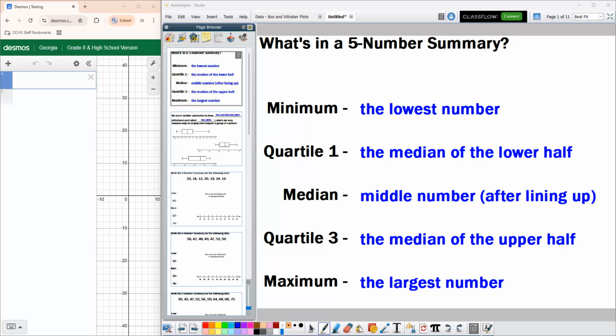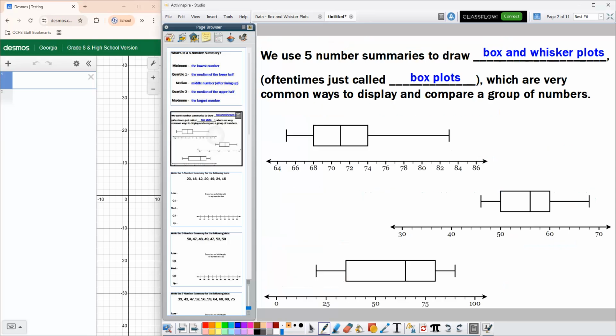Quartile 1, or the first quartile, Q1, is the median of the lower half. And then quartile 3, or the third quartile, or Q3, is the median of the upper half. So scribble those down, push pause. We use a 5-number summary to draw box and whisker plots.